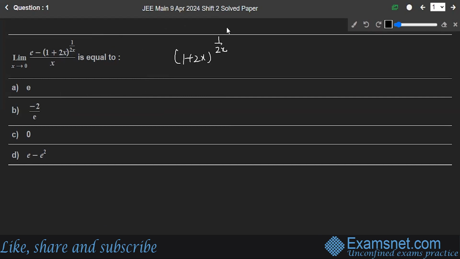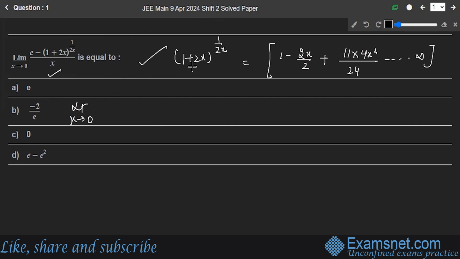I'll use the expansion of (1 plus 2x) raised to power 1 by 2x. This is equal to e into 1 minus 2x upon 2 plus 11 into 2x squared, which is 4x squared upon 24, and so on it goes. Now let's fill in this equation. You have limit x approaching 0. This will be the easier one, to just fill in the shortcut for this (1 plus 2x) raised to power 1 by 2x instead of going for the L'Hospital's rule, because that will be a bit complicated. So this is e minus this whole thing divided by x.